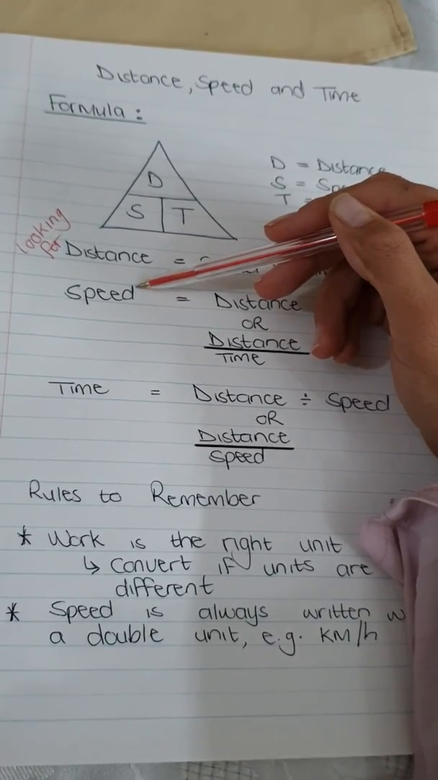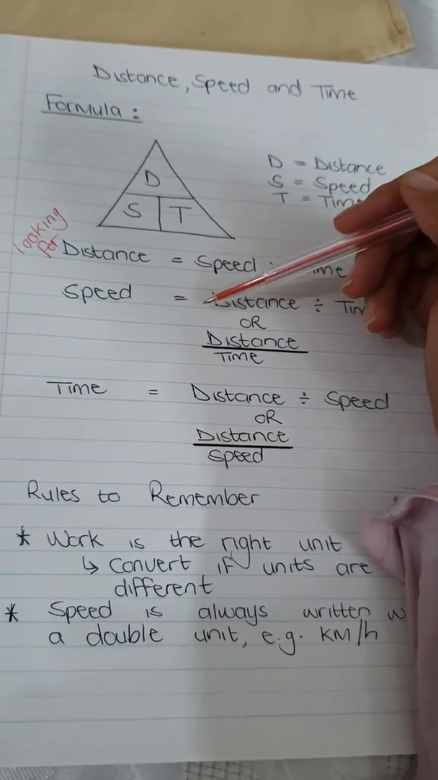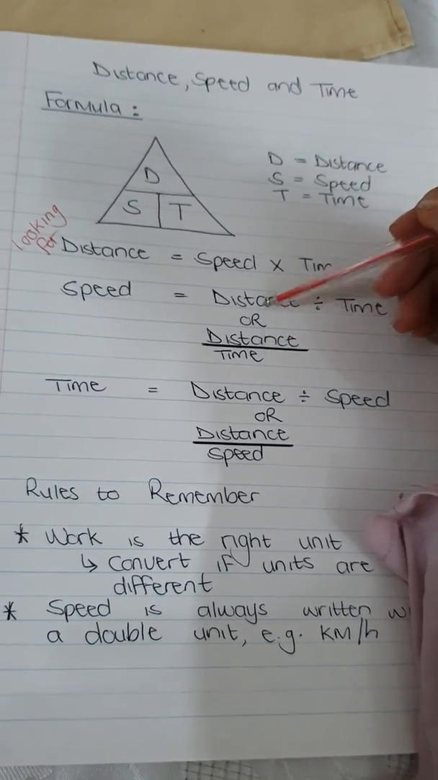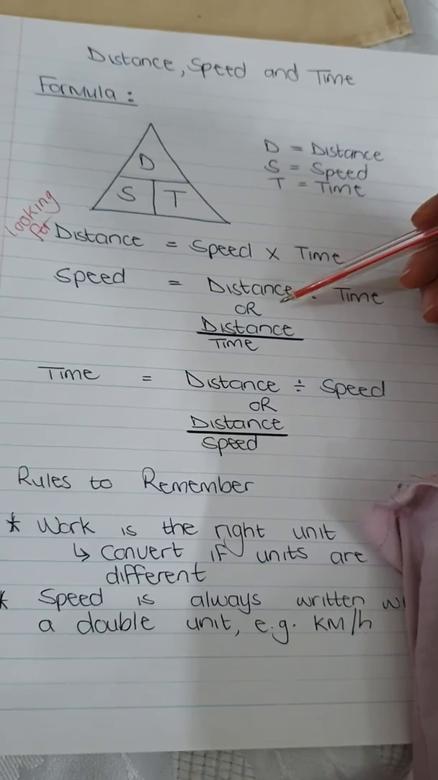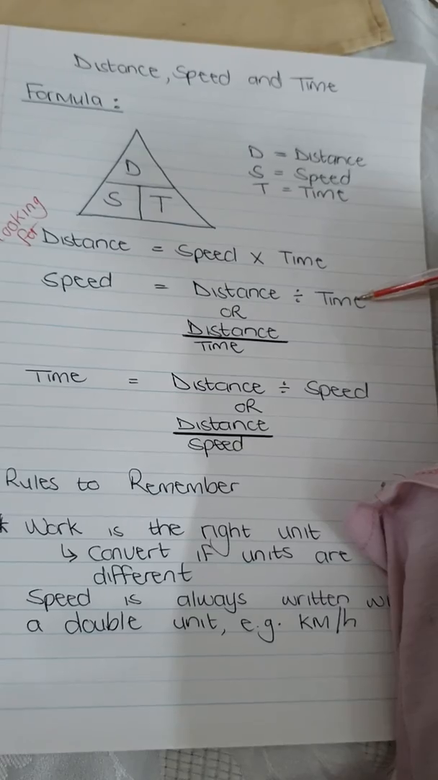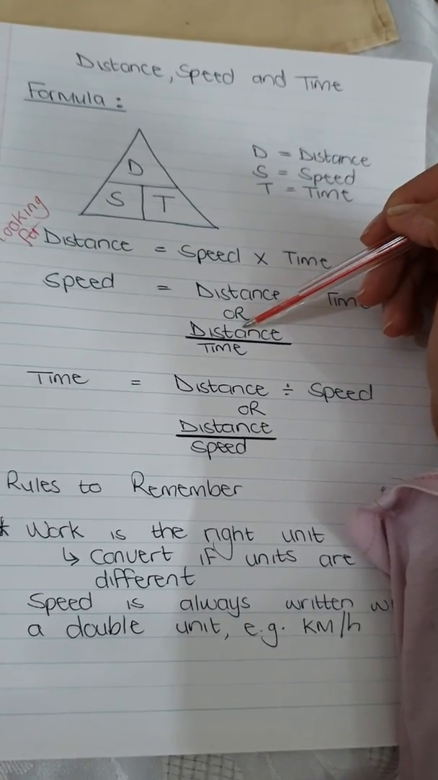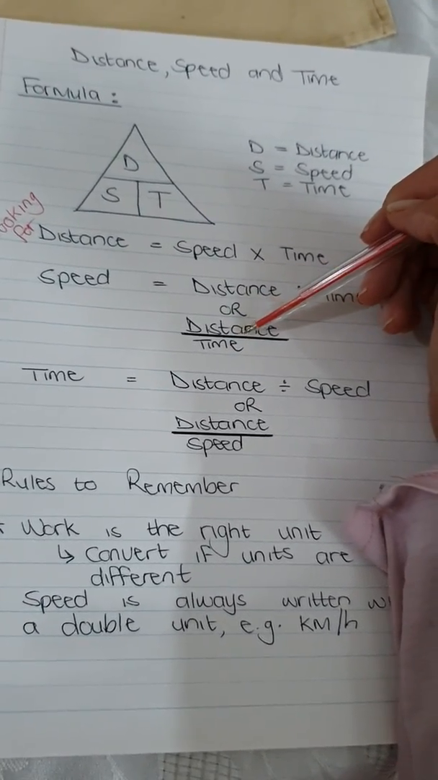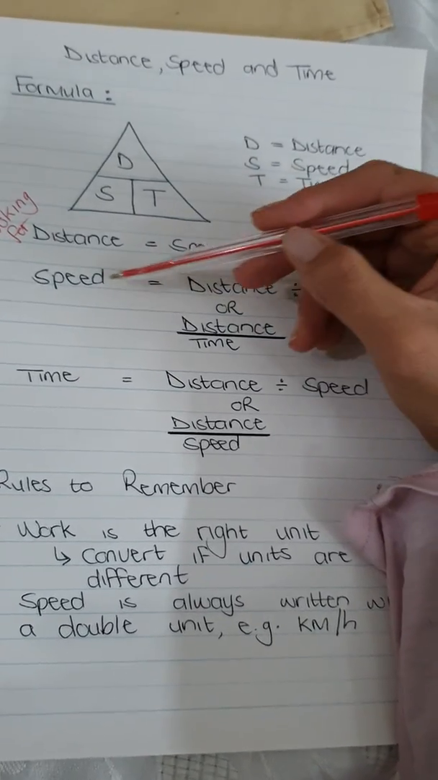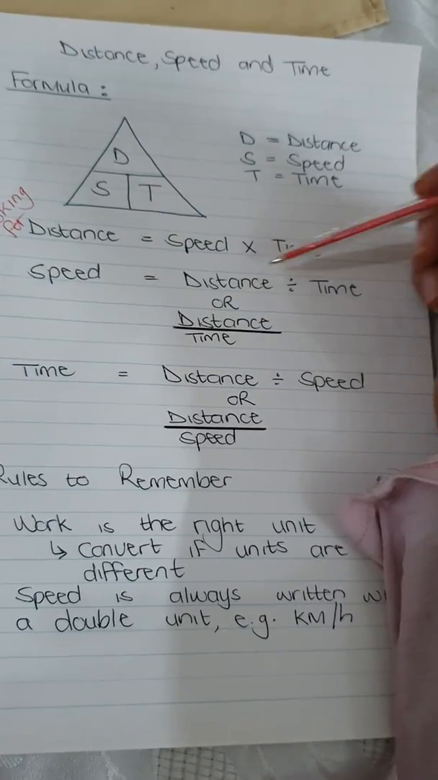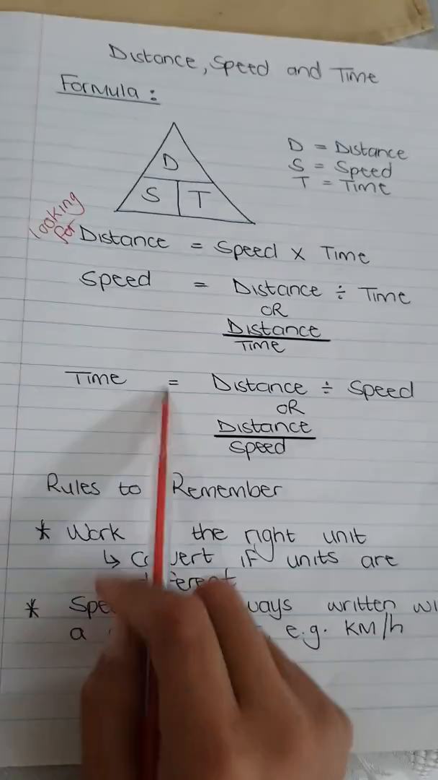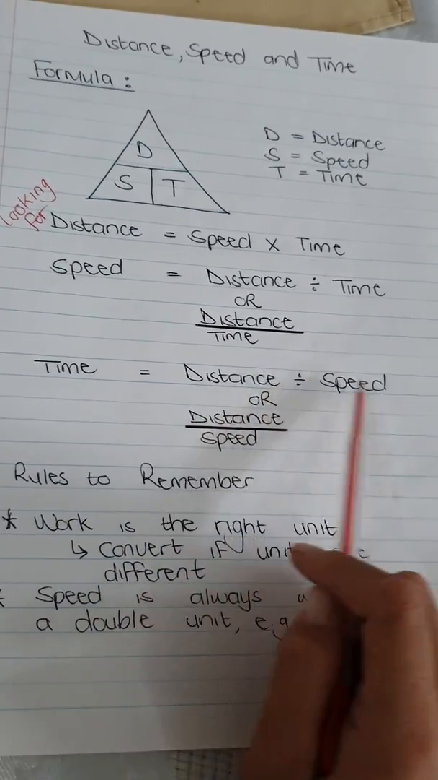When I'm looking for speed, my formula that I will use is distance divided by time. Now I've written it in two ways here. And that is just to basically show you that I don't always have to write it in long form like this, but I can also write it as a fraction. When we write it as a fraction, we are merely saying that we are dividing the values by each other. So again, the formula for speed is distance divided by time. Then our last formula for time is distance divided by speed.